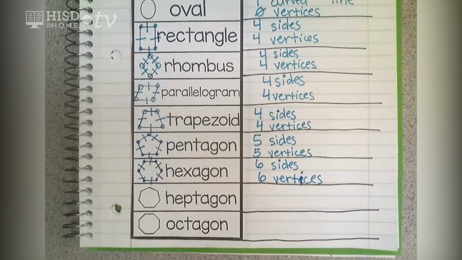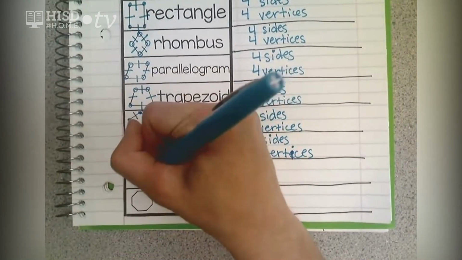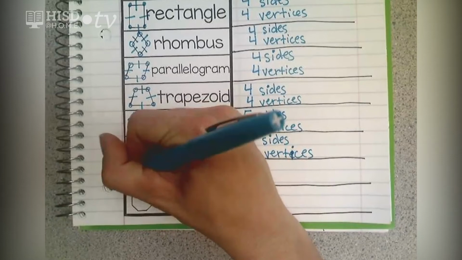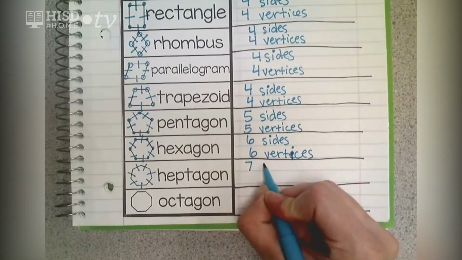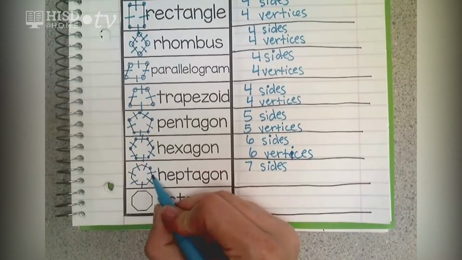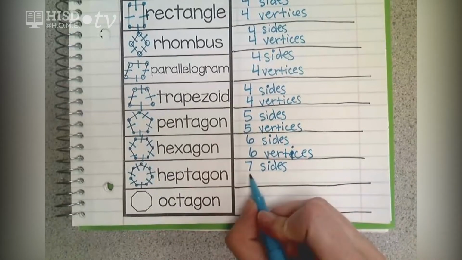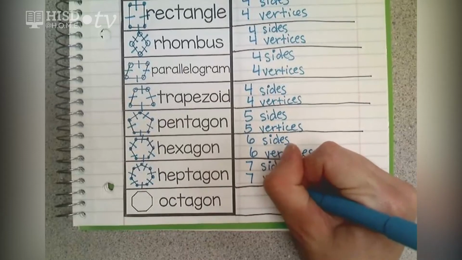A heptagon. We will not see a heptagon very often. I'll never require you guys to draw one, even if you were in my class, because it's difficult. It's difficult to even do an octagon or a hexagon, to be honest, sometimes. But we'll still learn about it. So a heptagon has 1, 2, 3, 4, 5, 6, 7 sides. And 1, 2, 3, 4, 5, 6, 7 vertices.